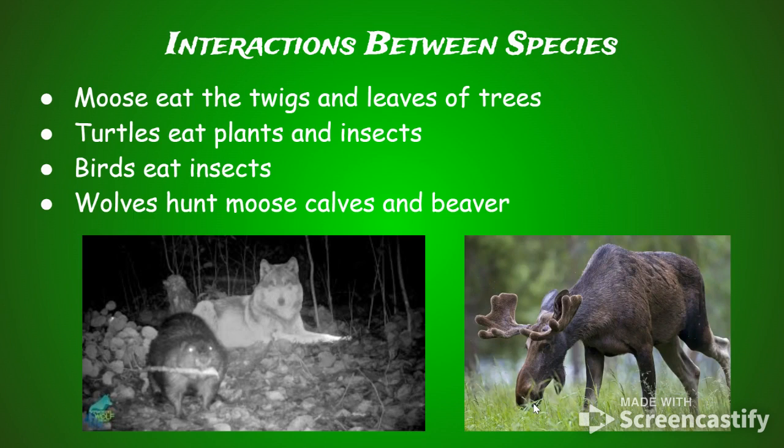There are a lot of ways that the species that live in poor conifer swamps interact with one another. Moose eat the twigs and leaves of trees. Turtles eat plants and insects. Birds also eat insects, and wolves hunt moose calves and beaver.